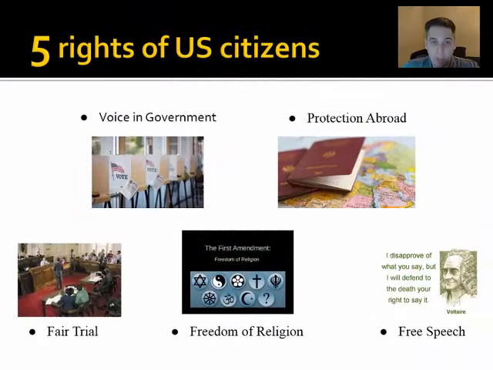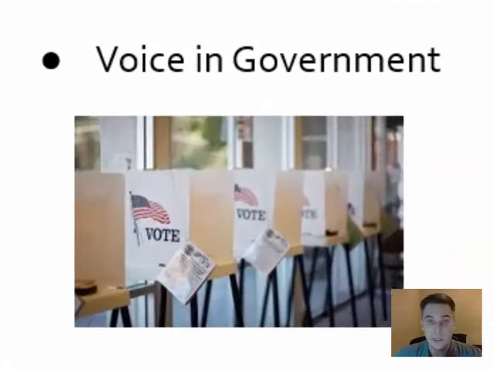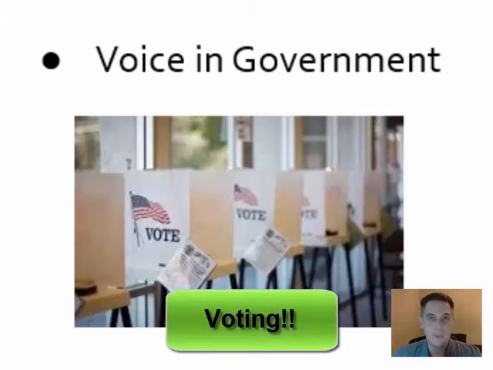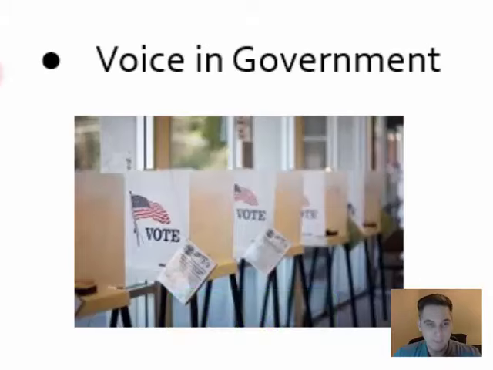The thing we're going to talk about is the 5 rights of U.S. citizens. The first right that you have as a U.S. citizen is the voice in government, and that voice is voting. It's not the same as freedom of speech. We've talked about it in the past, and we'll talk about it later, but it's your ability to vote. That is your right. That is one right that the government has to protect, because for all rights that you have, the government's responsibility is to protect them.